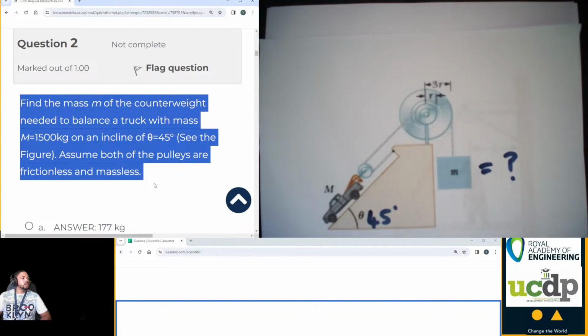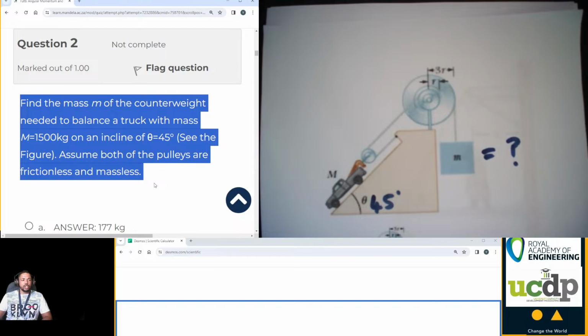Now they're asking us to find the mass that needs to balance this truck's mass in order for it to be balanced. So in order for the truck not to move, what must that mass M be? I guess everyone gets the gist of the question.